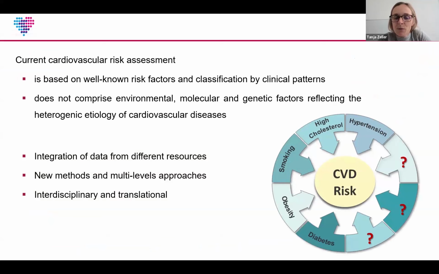So I'm coming from the field of cardiovascular research, and currently the risk assessment for cardiovascular disease is based on the well-known classical risk factors. So, for instance, smoking, age, sex, the lipids, body mass index, and mainly also on classification by clinical patterns. But it does not comprise any molecular or genetic factors that might reflect the heterogeneity of cardiovascular diseases.